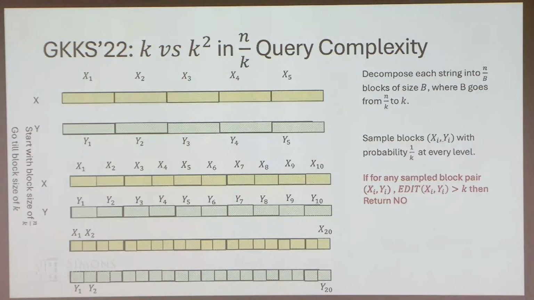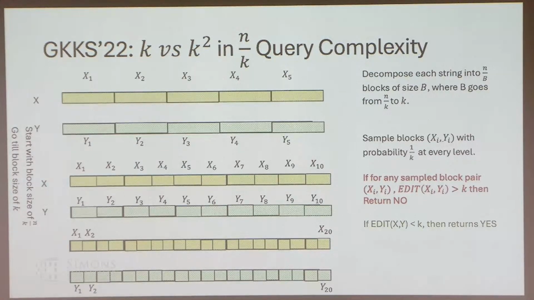If for all the levels, among all the sample computations, we are always returning yes, so the sample blocks' edit distance is less than k, then we say yes, meaning we are certifying that our edit distance is below k squared. And if any one of them returns greater than k, then we say no. Okay, so that's what our algorithm does.